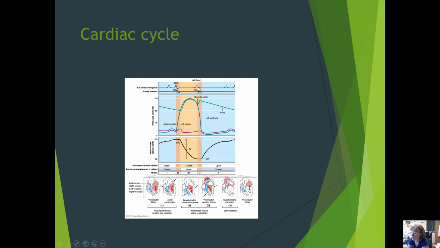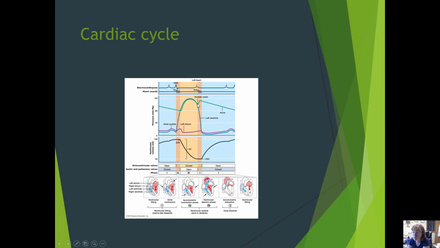Oh, T wave. So we get ventricular repolarization, and repolarization is going to precede just briefly relaxation of the ventricle. And so as the ventricle begins to relax, the pressure is going to decrease, and it's going to decrease below the pressure that we see in the aorta.